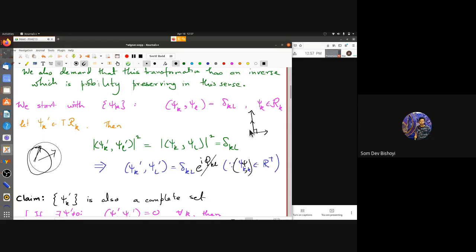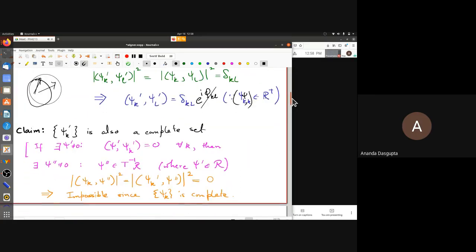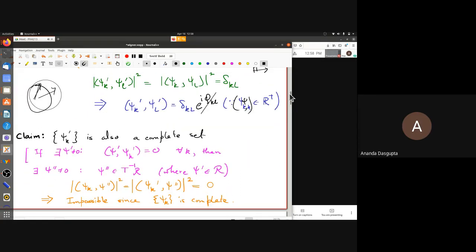Okay. And in the non-zero case, when K and L are the same, it's pretty easy to see that if you change by a phase factor, the fact that it is linear in one component and antilinear in the other automatically cancels the phase factor. Okay. Now my claim is psi k prime is also a complete set. That is, just like the original set was complete, this set is also complete.